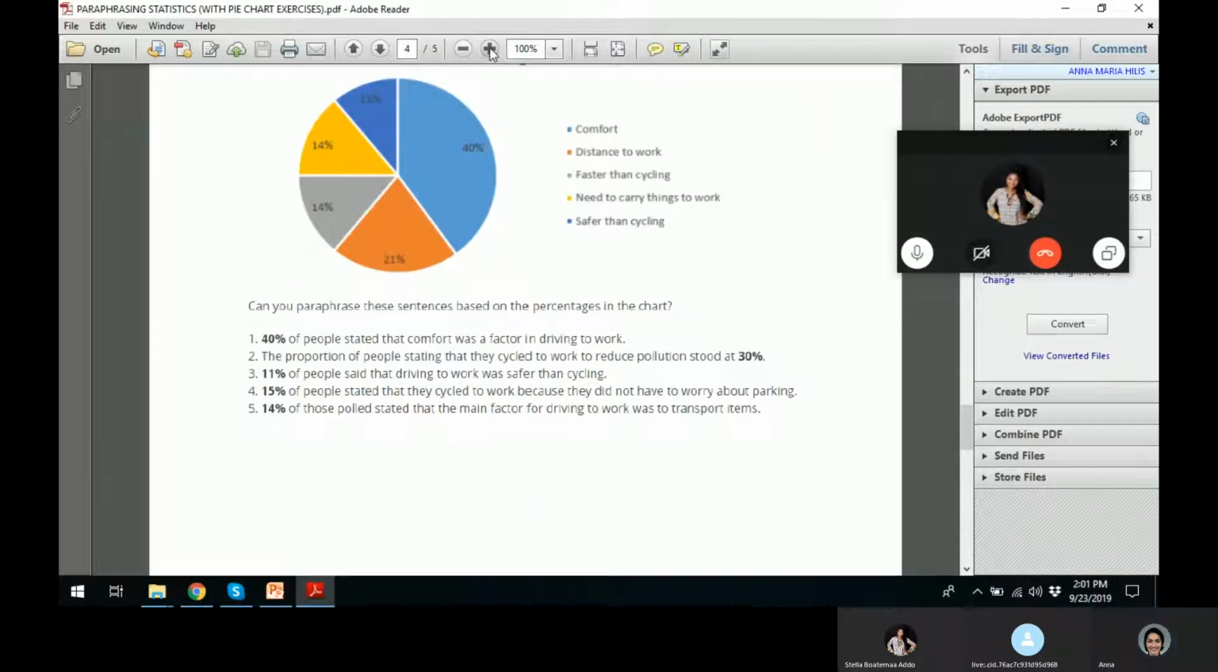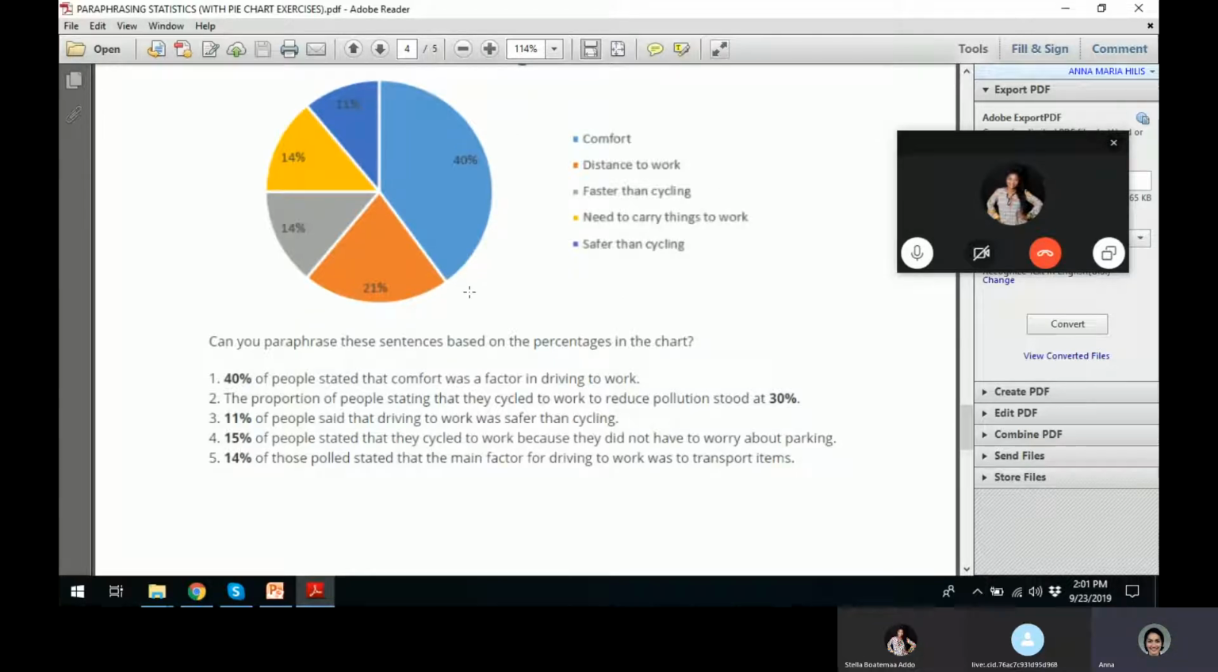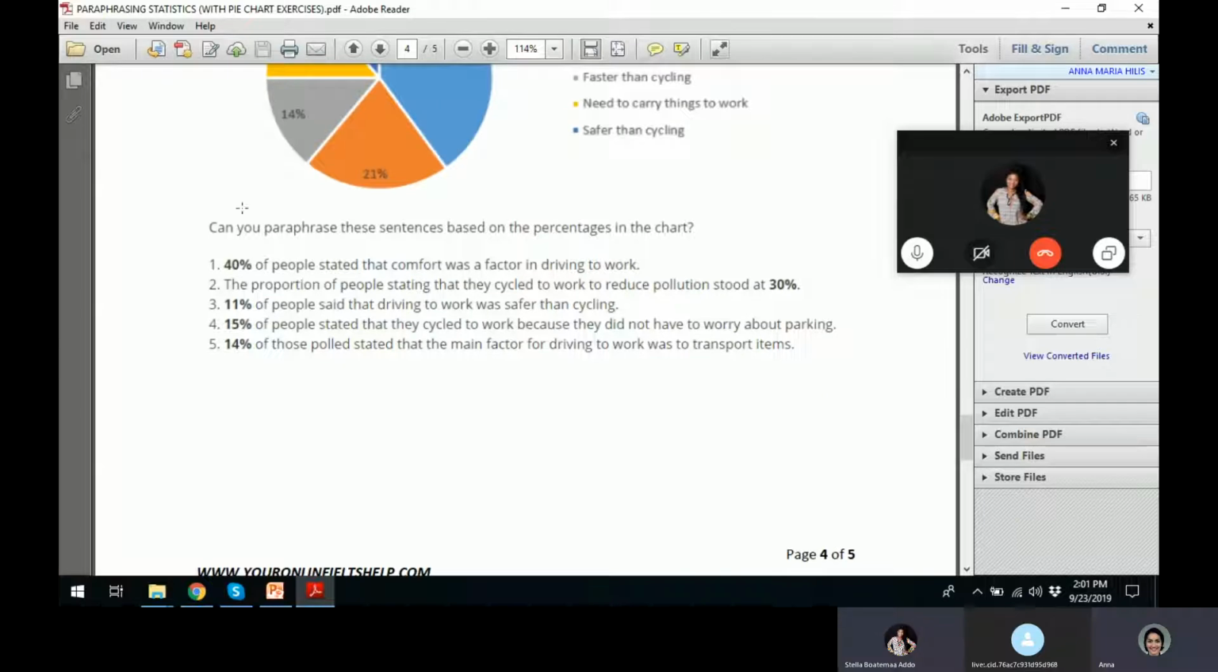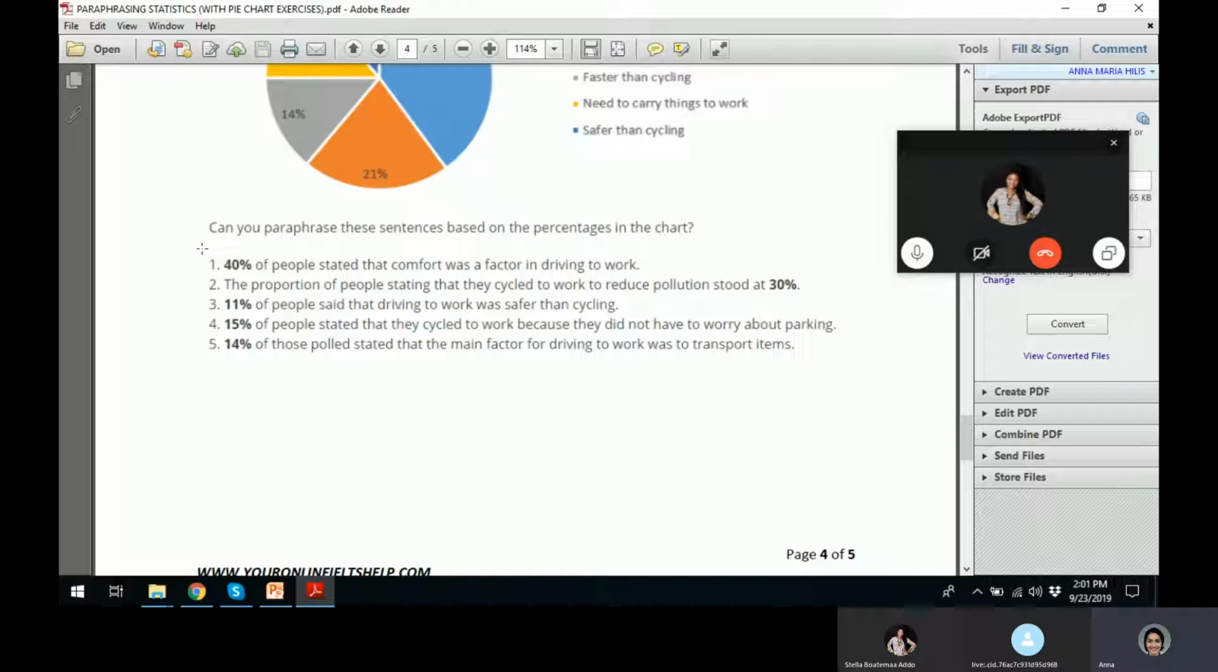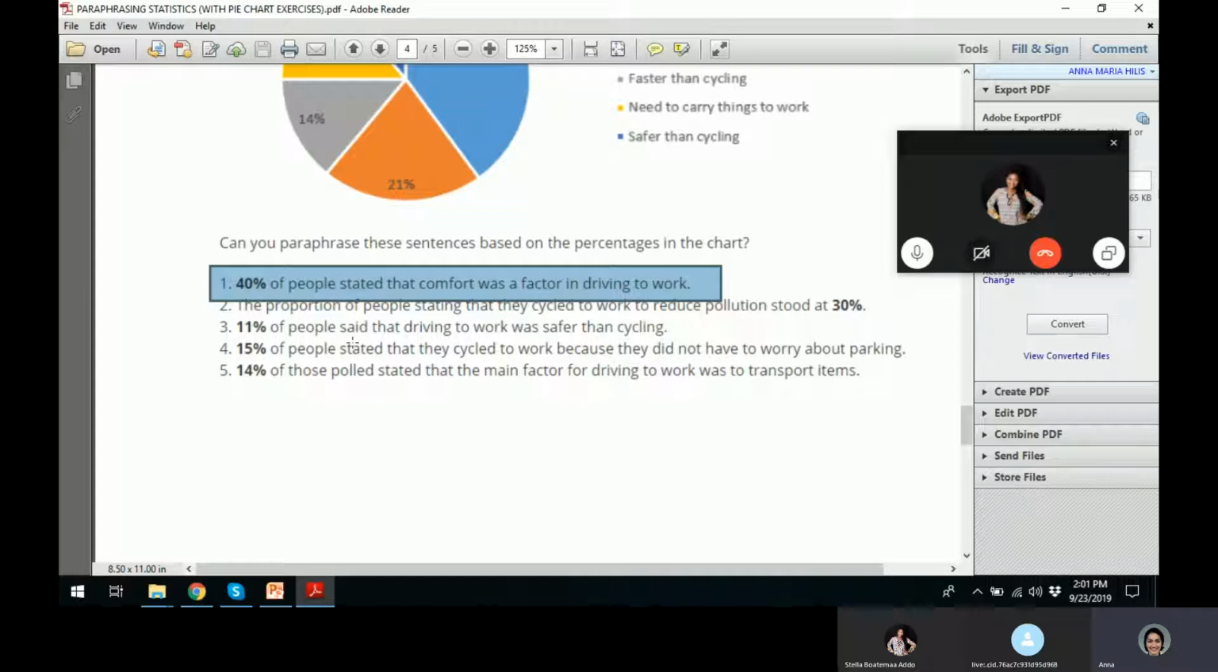Okay. Are you able to see the sentences? Yes. All right. So we will paraphrase the numbers in the following sentences. For example, number one, 40% of people stated that comfort was a factor in driving to work. Paraphrase 40%. Just about two-fifths of people stated that comfort was a factor in driving to work.